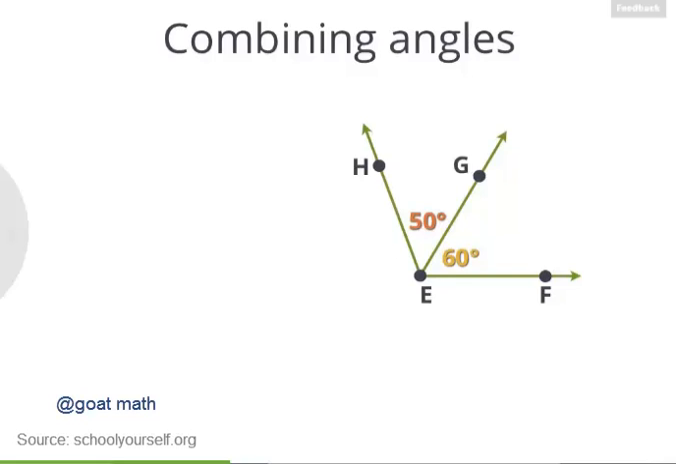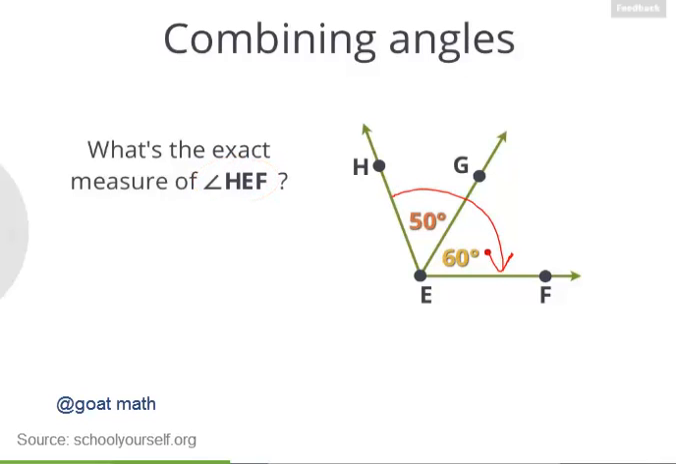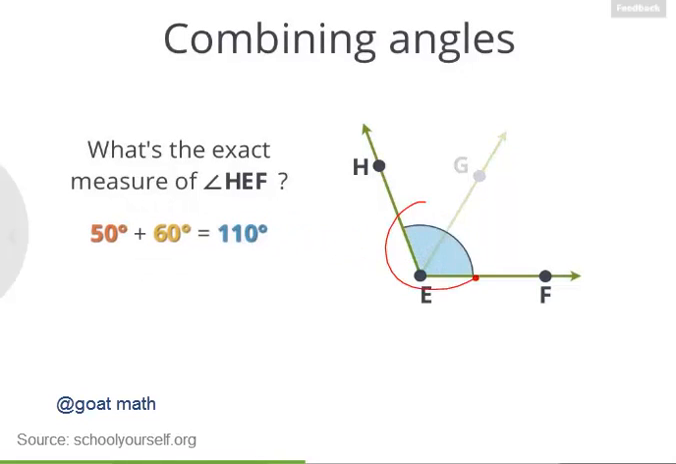See if you can use this information to find the exact measure of angle HEF, which is this angle here. Excellent! You added these two angles together. So the measure of angle HEF is 50 degrees plus 60 degrees, or 110 degrees. In general, when you have two angles next to each other like these two, with a ray that's shared between the angles, you can find the measure of their combined angle by adding their measures together.